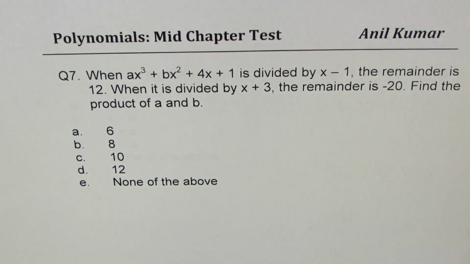Question number 7. When ax cubed plus bx squared plus 4x plus 1 is divided by x minus 1, the remainder is 12. When it is divided by x plus 3, the remainder is minus 20. Find the product of a and b, right? Not just a and b, but their product.